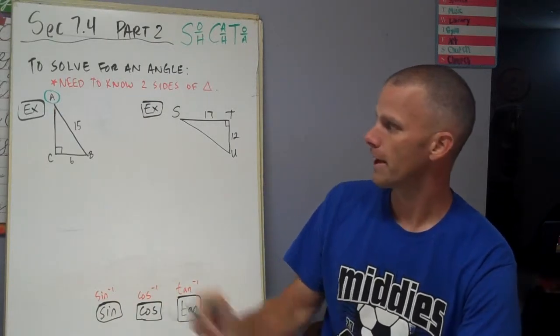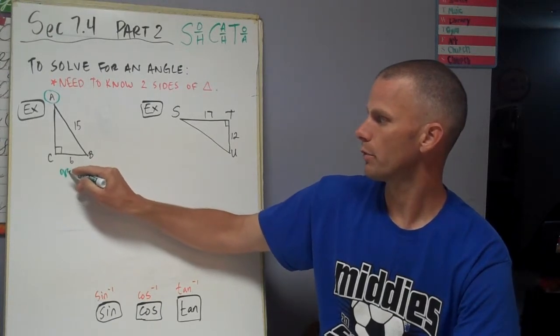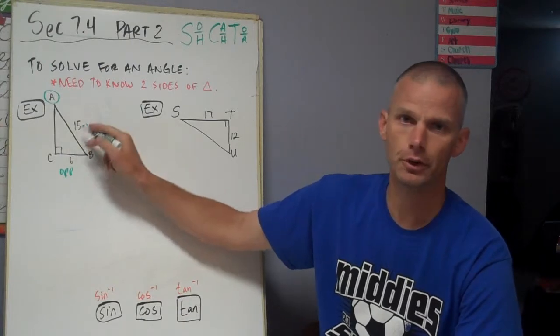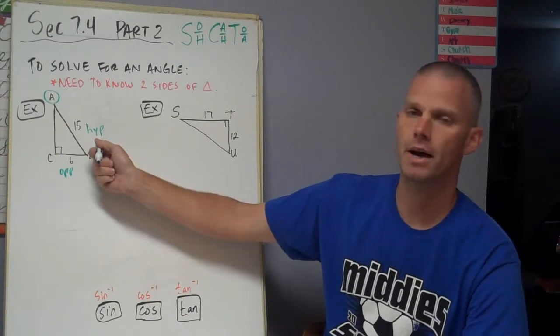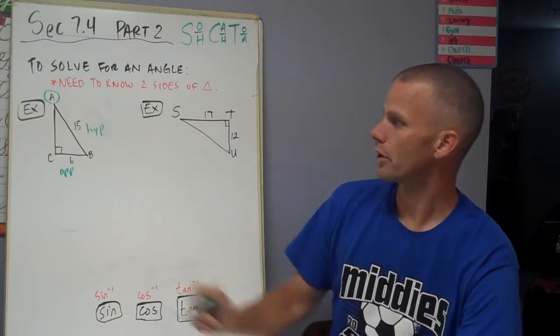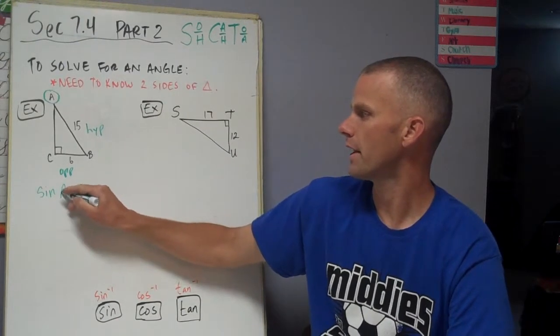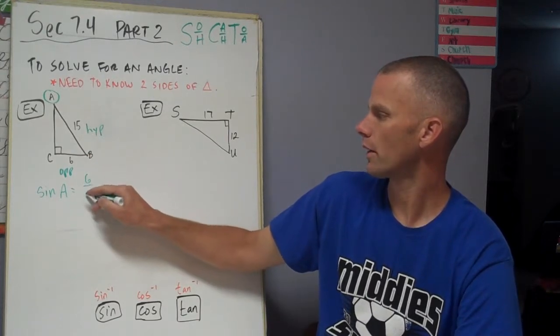If I start with angle A, hopefully by now we've recognized that this segment will be the opposite side. This side is clearly the hypotenuse because it's directly across from the right angle. So, opposite and hypotenuse, which trig ratio is that? That's right, we're going to use the sine ratio. So the sine of A equals opposite over hypotenuse.